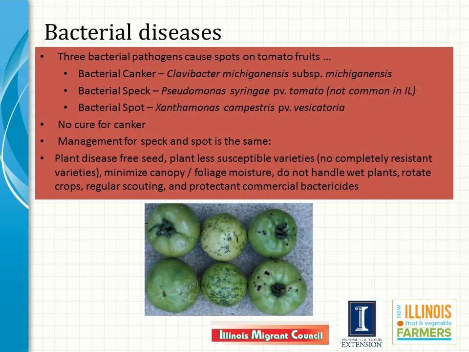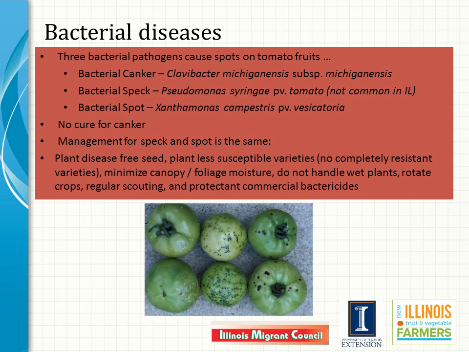Three bacterial pathogens cause spots on tomato fruits, and they are very similar. Bacterial canker, caused by Clavibacter, bacterial speck, caused by Pseudomonas syringae, and bacterial spot, caused by Xanthomonas campestris. These are all similar spotting diseases on fruits, but they cause other symptoms that are not the same from species to species. There are no treatments for bacterial canker once it's established in a planting of tomatoes, but management for speck and spot are quite similar.